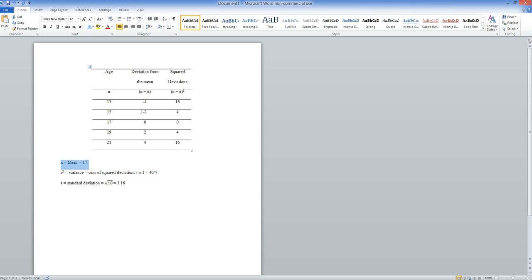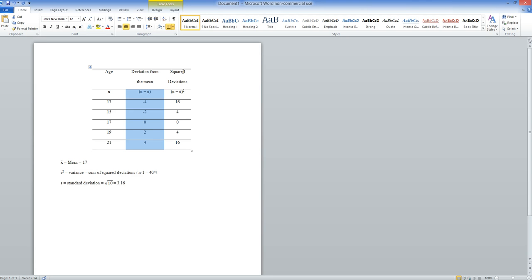So then what we do is take each of those observations and subtract the mean from them. So we take 13 minus 17 to get negative 4. We take 15 minus 17 to get negative 2. And we get 17 minus 17, which is 0, 19 minus 17, which is 2, and 21 minus 17, which is 4. So that's the next step, getting this column right here. X bar is your sample mean, okay?